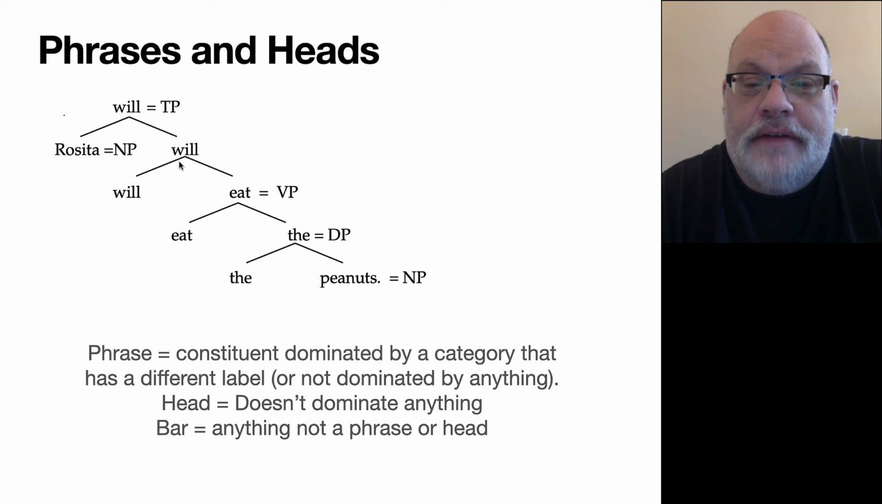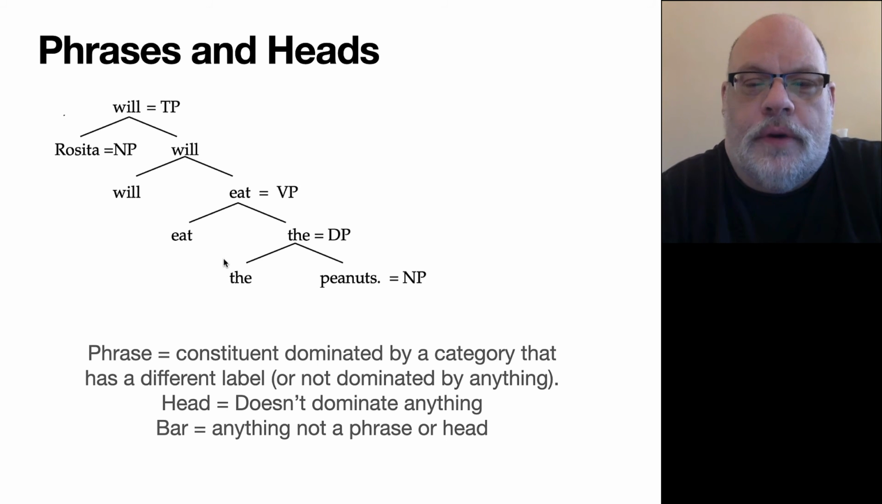So we can effectively derive X-bar theory simply by looking at the domination relations. If you remember that a phrase is a thing that is dominated by something of a different category or no category, then you can identify these guys. Heads are effectively the things that don't dominate anything, and bars are everything else.